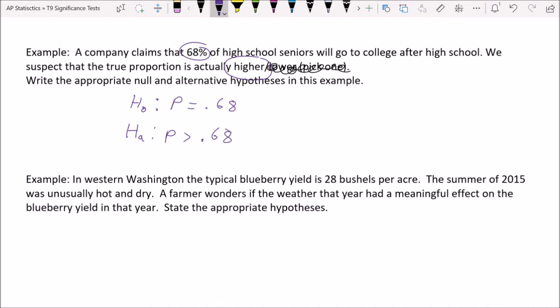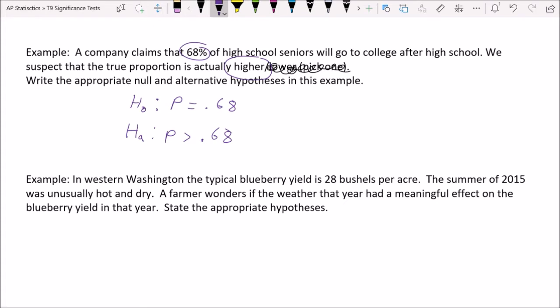Now, this is not a Sherlock Holmes situation, y'all. This is not like we're going out with our magnifying glass looking for evidence. No, it's like we're going to conduct a study, or maybe we already did conduct a study. And at the end, that's what we're going to be looking for in our data. We're asking the question, do the data provide convincing evidence that actually the true proportion is greater than 0.68? Let's look at the next example.